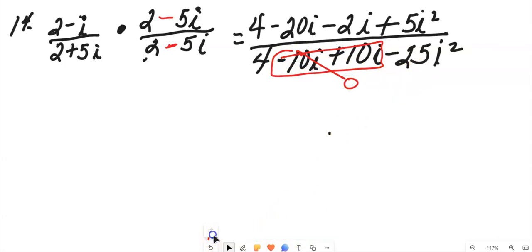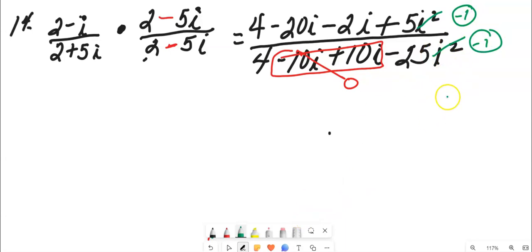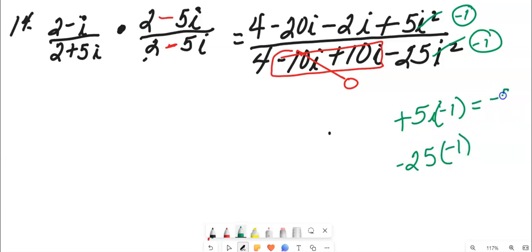So that goes away. Now we have to replace the i squared. Remember, that becomes a negative 1. This becomes a negative 1. So on the top, it's plus 5 times a negative 1, and on the bottom, we have a negative 25 times a negative 1. So this becomes a negative 5. We multiply this out, it becomes a plus 25.